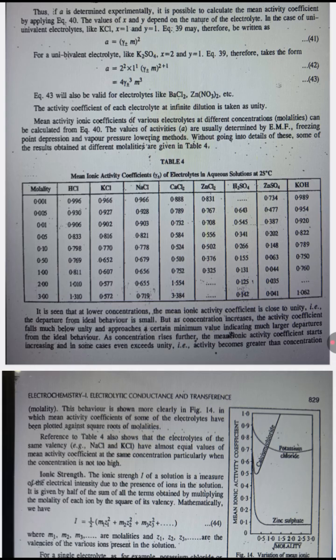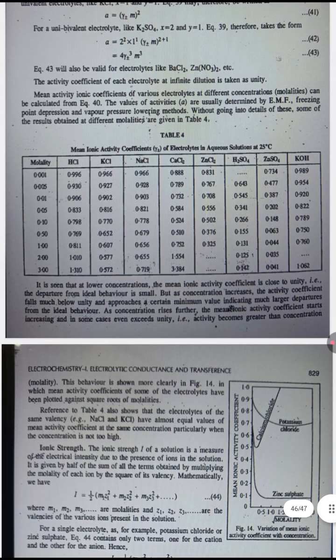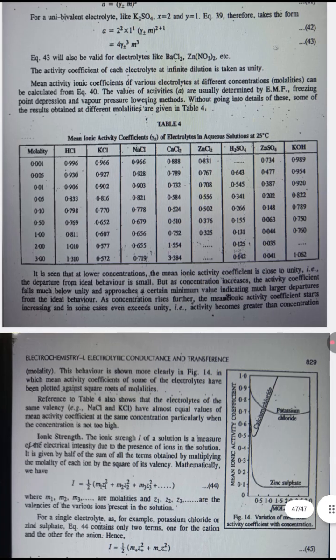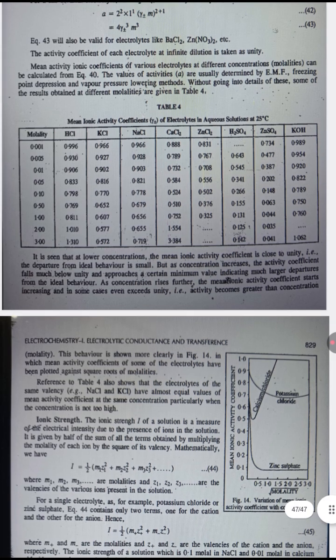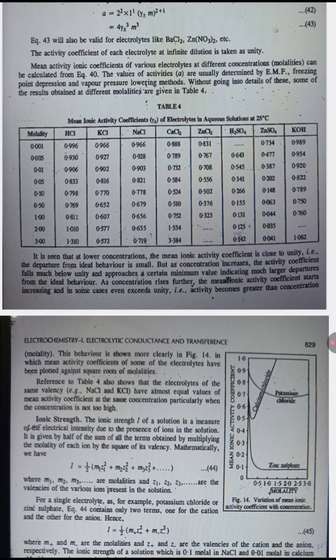In case of univalent electrolyte KCl, x equals 1 and y equals 1. Equation 39 may therefore be written as a = (λ± m)², equation 41. For a bivalent electrolyte K2SO4, x equals 2 and y equals 1. Equation 39 therefore takes the form a = 2² × 1^1 × (λ± m)^(2+1), equation 42, which equals 4 λ±³ m³.